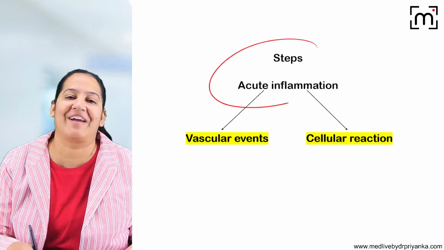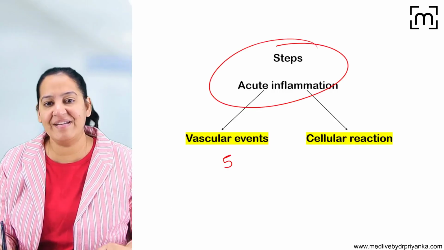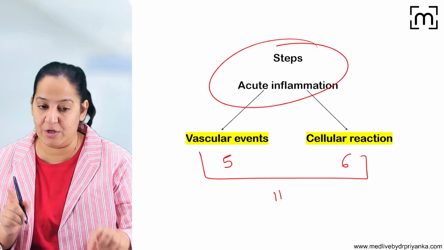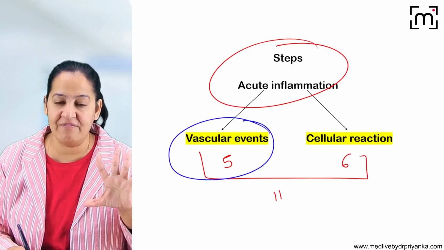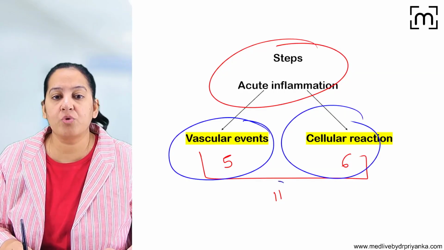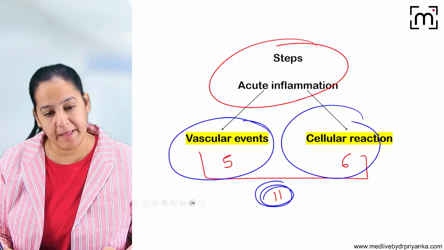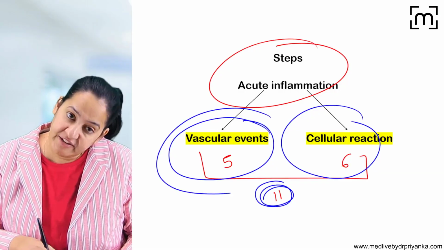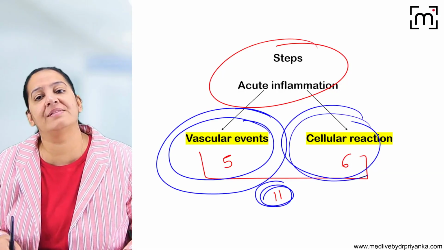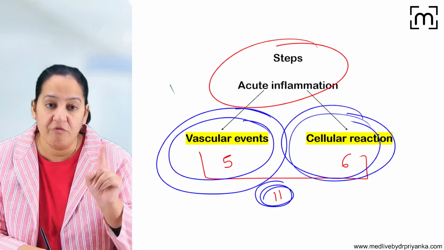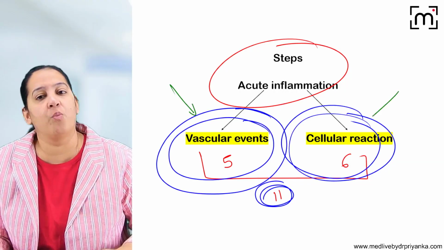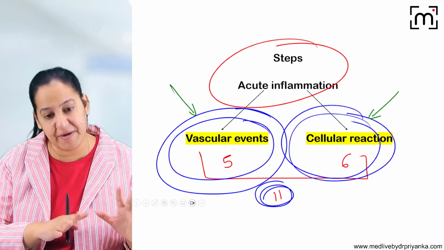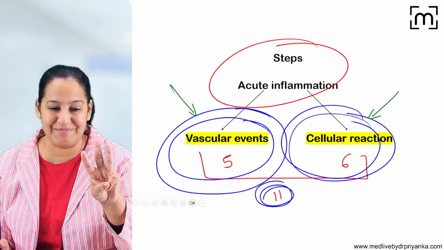Now, coming to the steps of acute inflammation. There are 5 vascular events and 6 cellular events, so a total of 11 events in acute inflammation. I will explain them all one by one. In this session, we are covering the 5 vascular events. There is a separate video on the cellular events. I request all my dear students, watch this session and immediately after that, watch the next one, so that you will have a complete correlation of the acute inflammation steps. And there is a separate video on chronic inflammation in which we have only 3 steps, not 11.